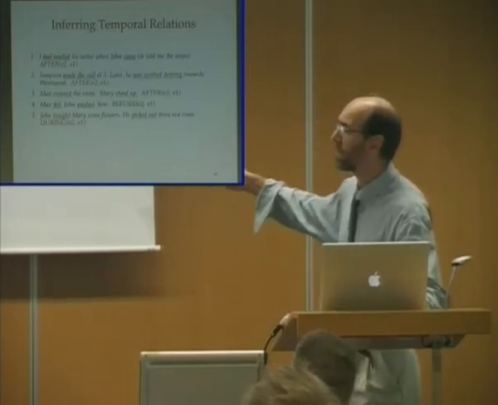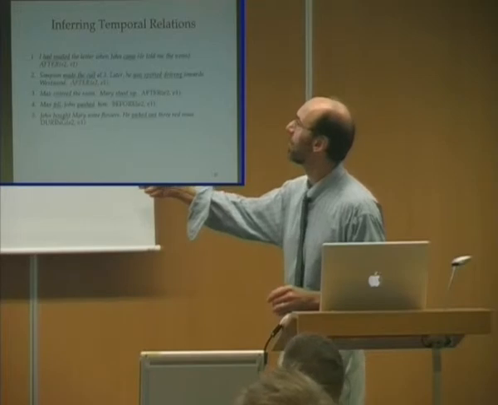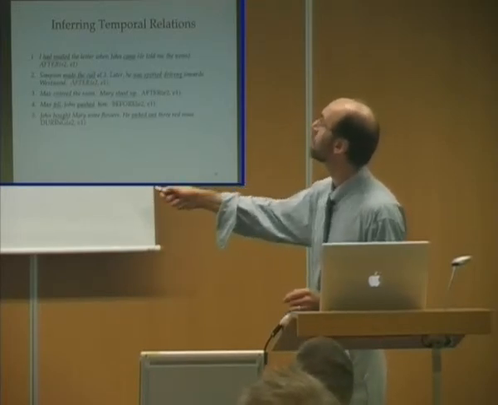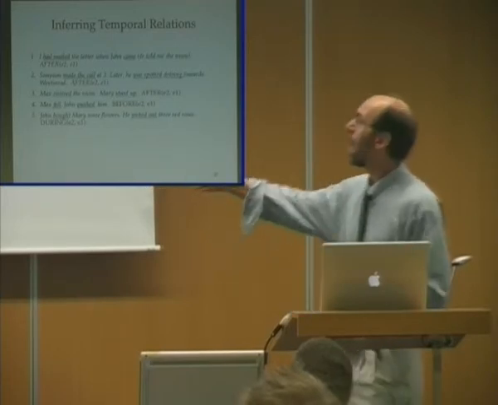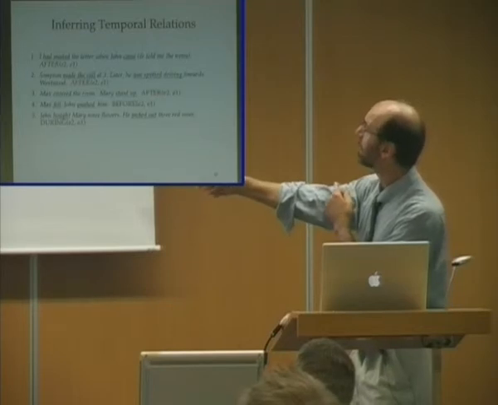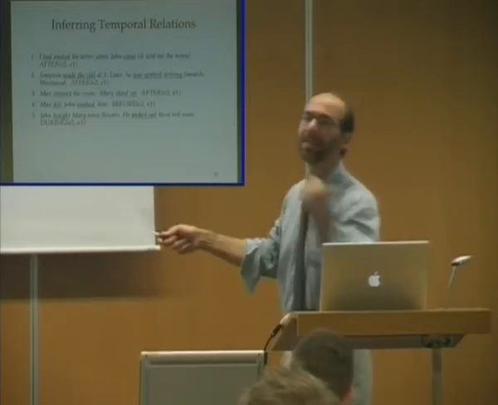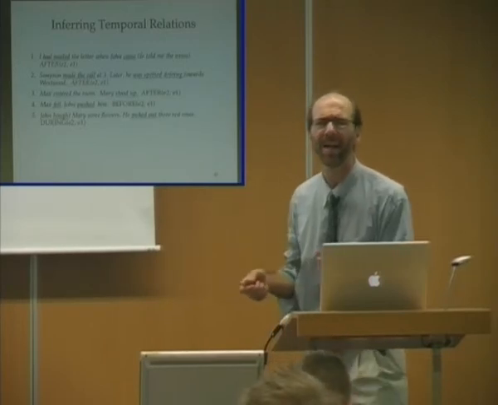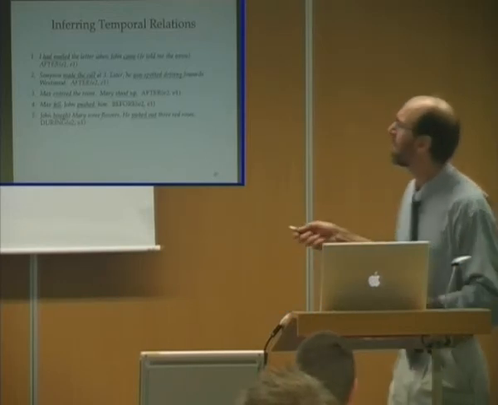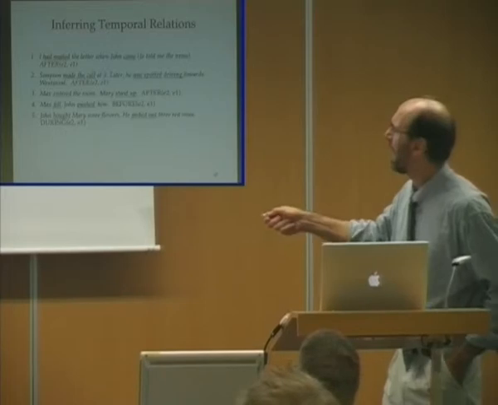The hard part is inferring temporal relations. I had mailed the letter when John came. I told you about that one already. Simpson made the call at 3. Later, he was spotted driving towards Westwood. Sound familiar? These are after relationships. There's an after relationship here. Max entered the room. Mary stood up. Max fell. John pushed him. That's a kind of explanation. These are very difficult things to get unless you've trained on corpora that have such information. Having corpora like this is going to be very sparse in terms of the data, and so on and so forth.